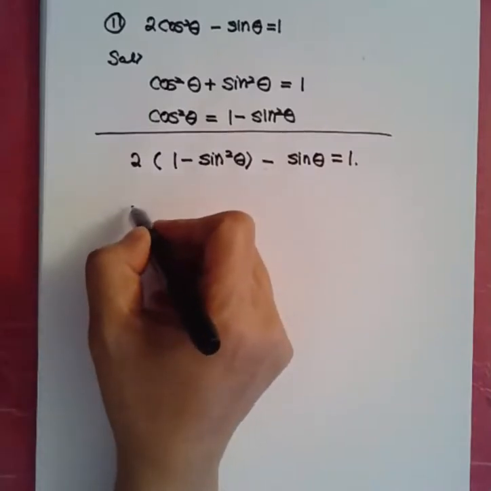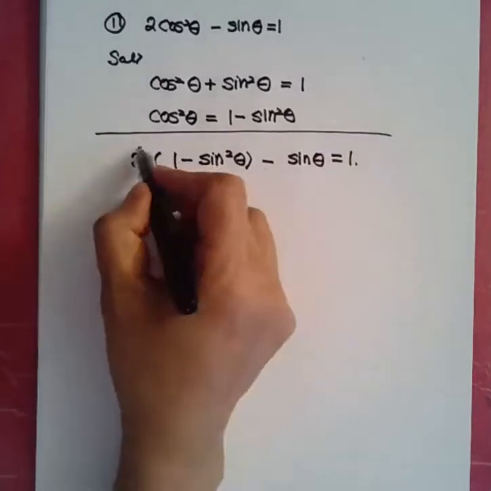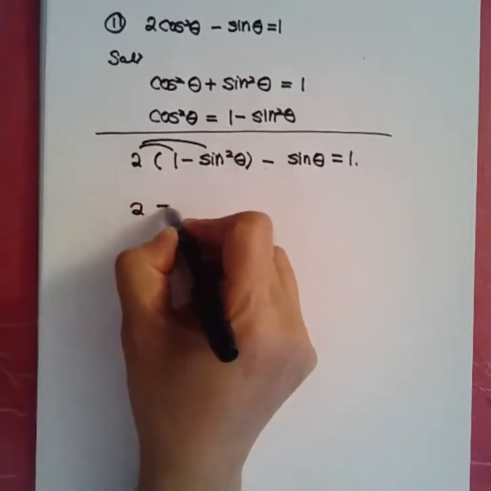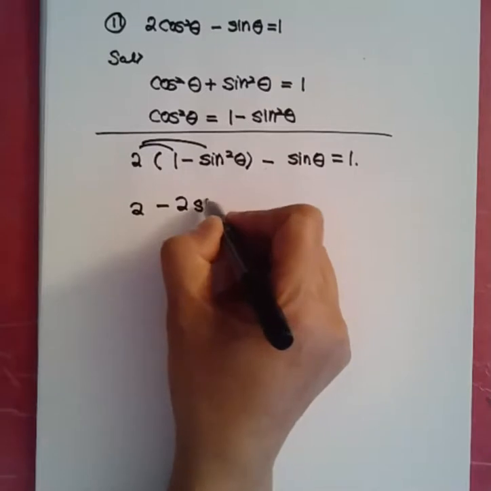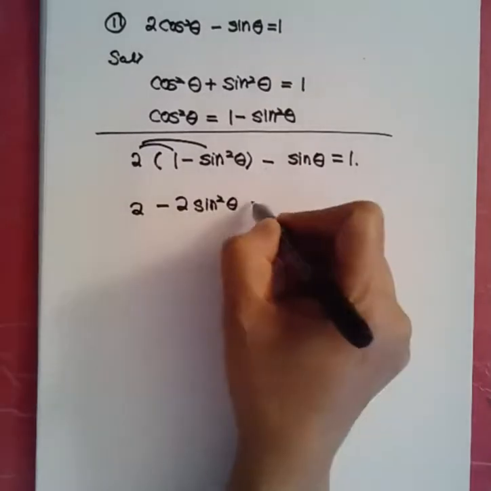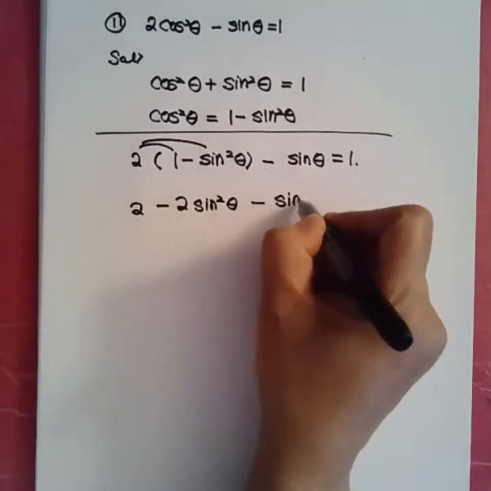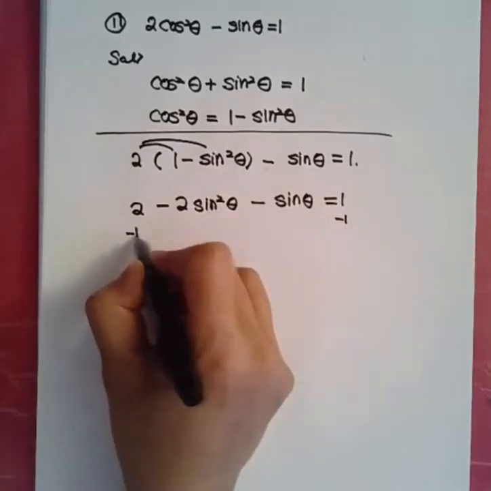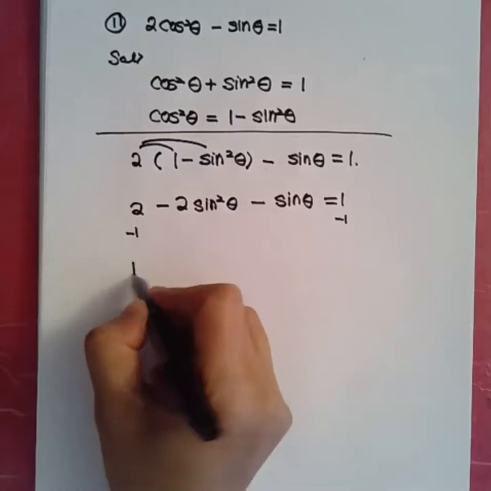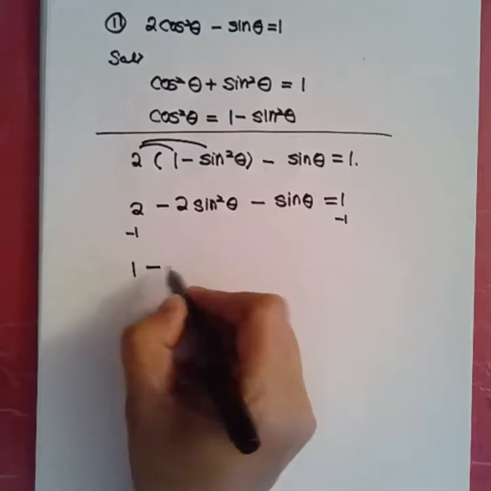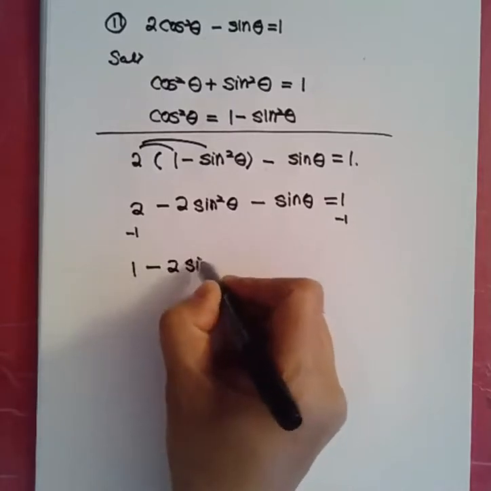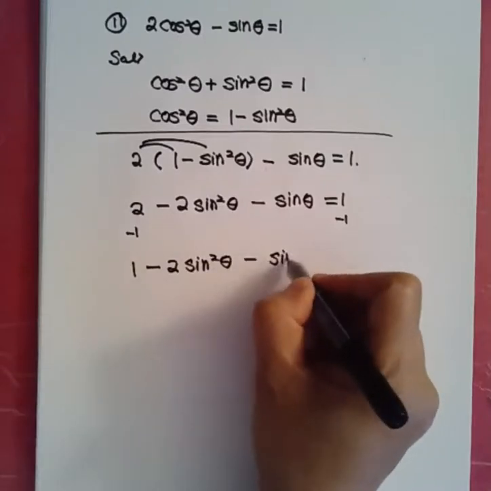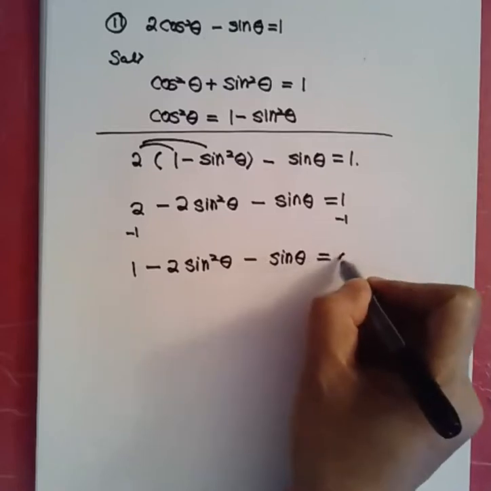So we can distribute that, then that is 2 minus 2 sine squared of theta minus sine of theta equals 1. We subtract 1 on both sides, then the left side becomes 1 minus 2 sine squared of theta minus sine of theta equals 0.